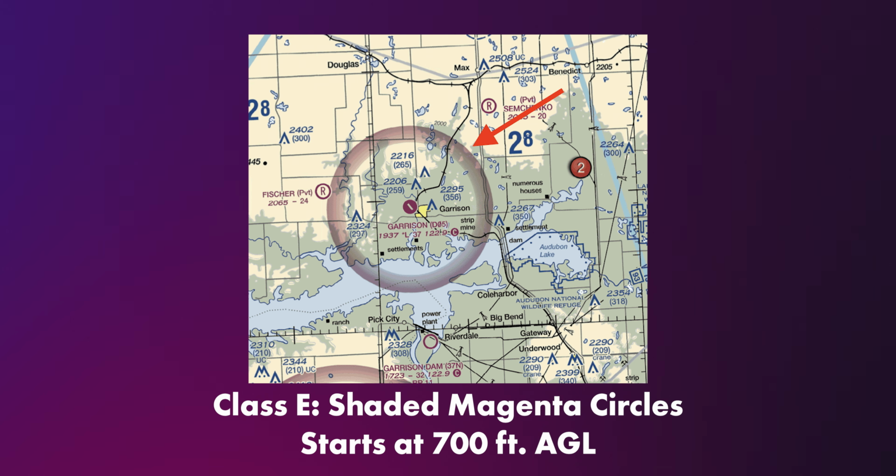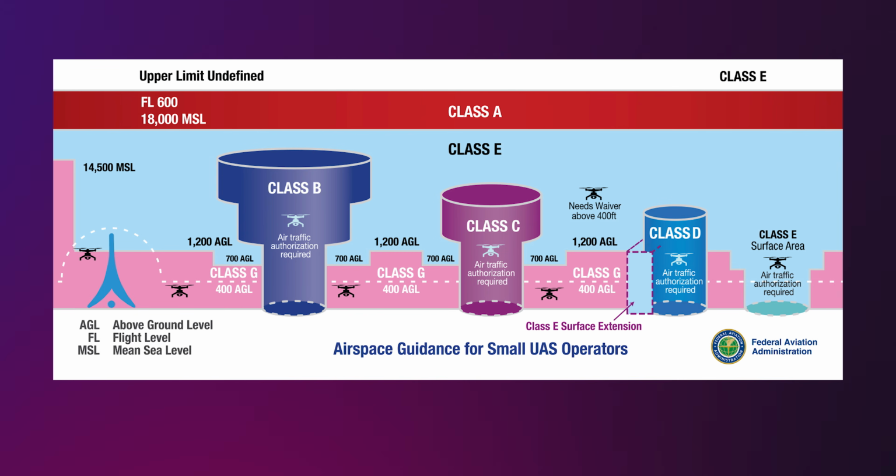On a sectional chart, there are two key Class E indicators to know. Faded magenta shading. This indicates Class E airspace with a floor of 700 feet AGL rather than the standard 1,200 feet. You'll see this around airports with instrument approaches. As a drone pilot operating under 400 feet, you're still well below this floor. But knowing it's there tells you something about the airspace environment you're operating in.